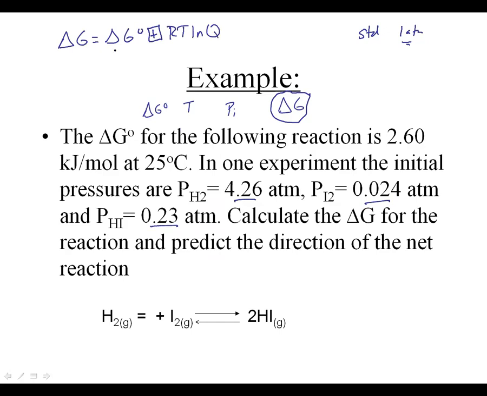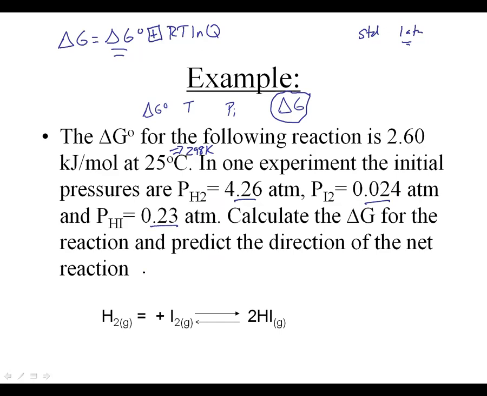And in this case, they actually gave us the delta G naught value. If they didn't give us a delta G value, we would have to go look it up in the table and figure all that out. R is a constant. T is going to be our 298 when we convert to Kelvin. And then we pretty much have everything else that we need.